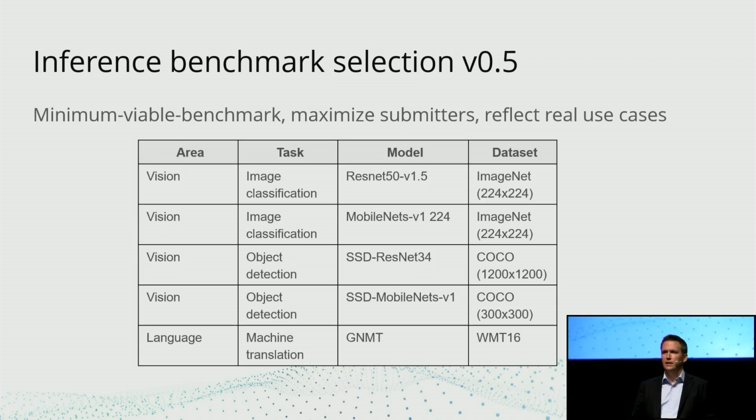These are the benchmarks we selected. Sort of similar criteria to training. Except I will say that in inference, we really prioritized something that everyone would find reasonably accessible for our first round. We have a lot more planned submitters. So we picked things like MobileNet, ResNet, SSD, GNMT, things that people were familiar with.